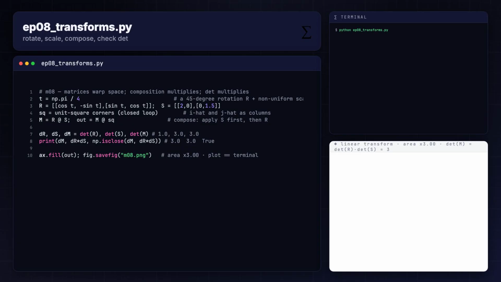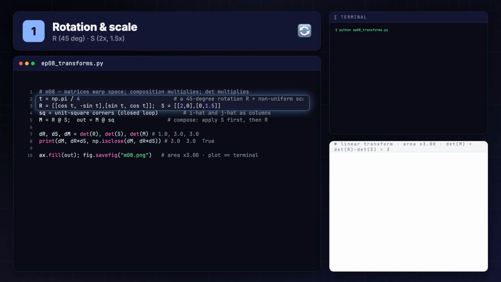Here's the whole thing in one file. We take a rotation and a scale, apply them to the unit square, compose them, and confirm the composed determinant is the product of the parts. There is nothing random here. We define a 45-degree rotation matrix R and a non-uniform scale matrix S.